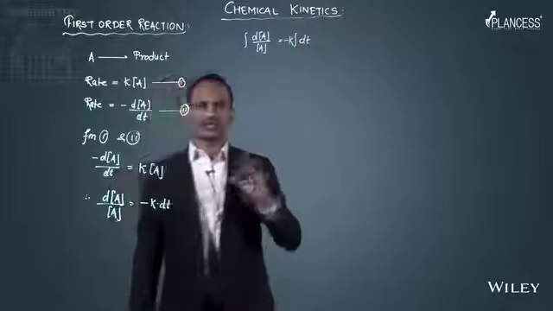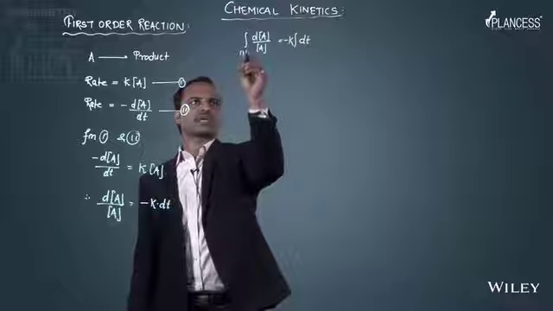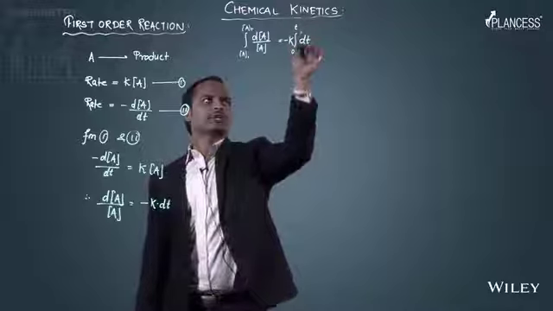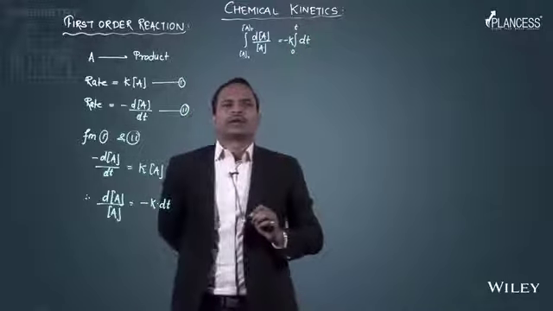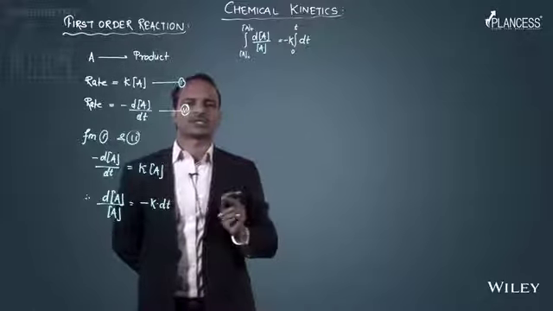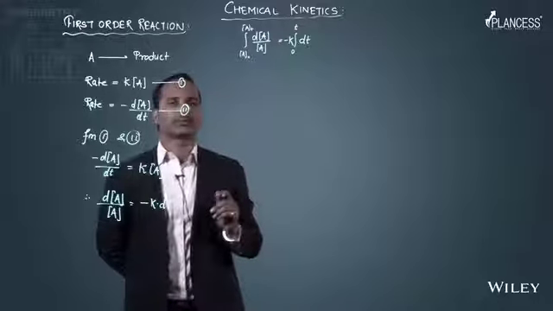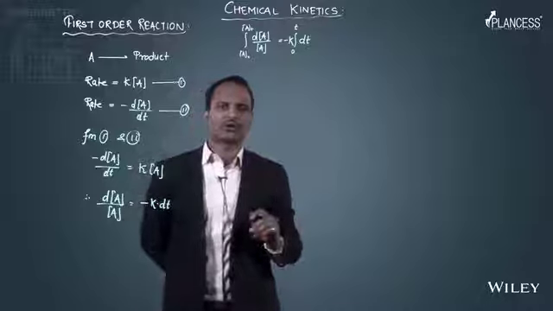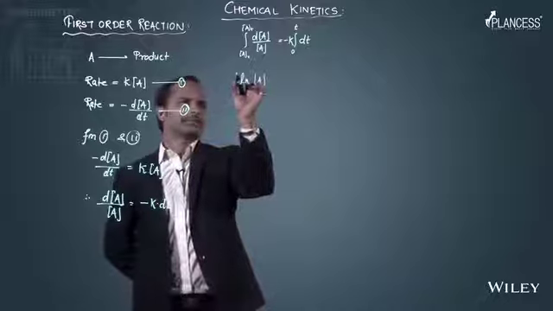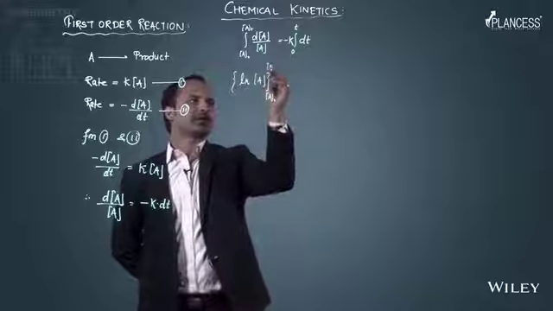This is a definite integration, so we fix the limits. For concentration, the lower limit is A naught and the upper limit is At. For time it is 0 to t. Now it is an integration of 1 upon A. The integration of 1 upon x is ln x, so similarly the integration of 1 upon A is ln A, where ln is a natural log, that is, a log to the base e. The limits are A naught and At.